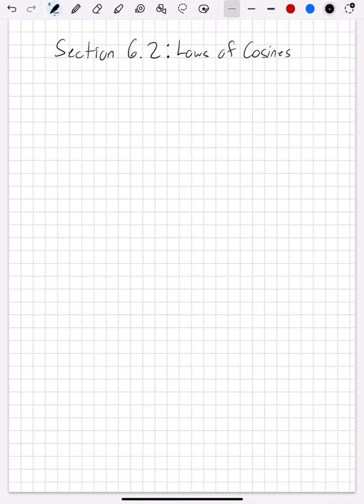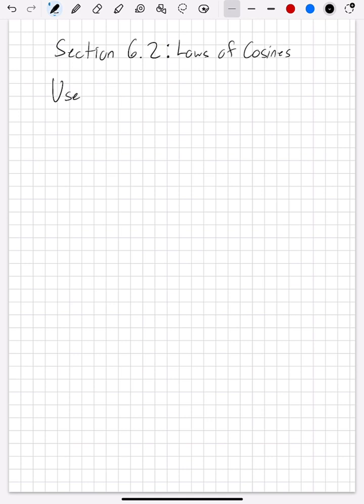All right, so for section 6.2, we're going to talk about laws of cosines. With laws of cosines, it's a little bit more computational and maybe a little bit more aggravating than the laws of sines and the setup. So I want to give you some insight.